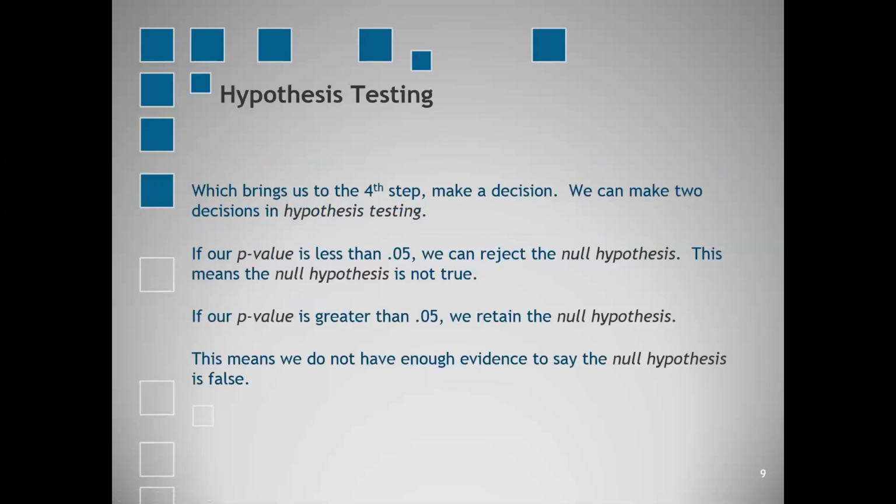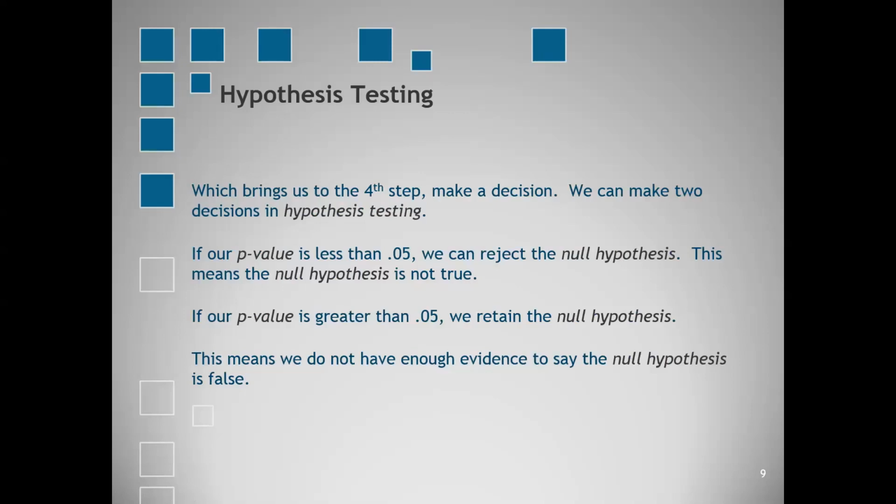If our p-value is greater than 0.05, we retain the null hypothesis. This means that we do not have enough evidence to say the null hypothesis is false. Pay attention to the wording of the last sentence, and note that we never say the null hypothesis is true.